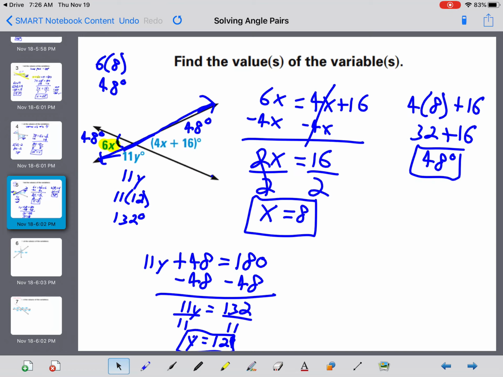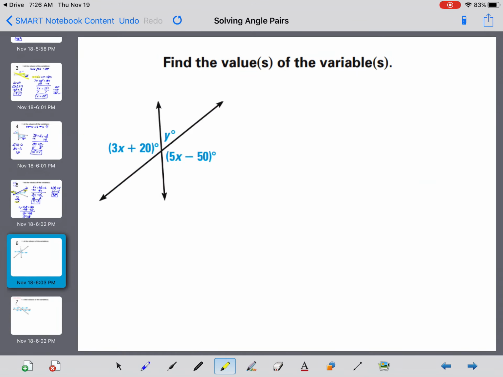Okay. So you've solved for all three. We have 48 degrees, 132 degrees, and another 48 degrees. All right, they're going to continue to build and get more challenging as we go.